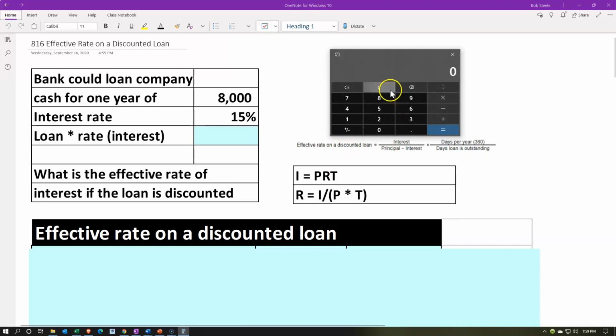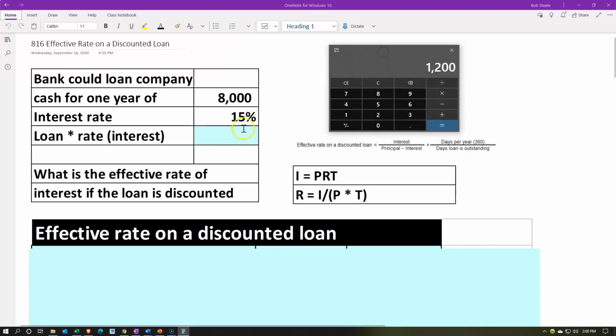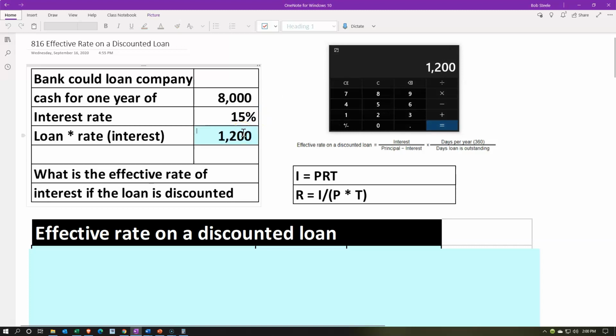So if we were to take a normal loan for $8,000, you would say, all right, well, there's 8,000 times 0.15 for 1 year times time, which is just 1, which is going to be $1,200. That would be the interest on that loan, the amount of the interest under normal conditions.